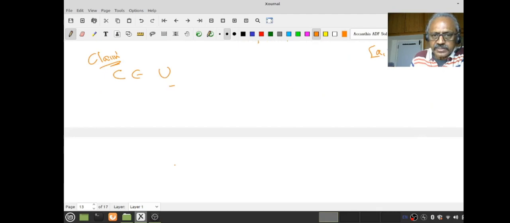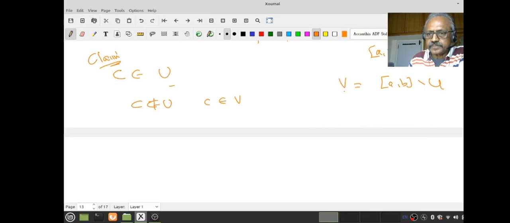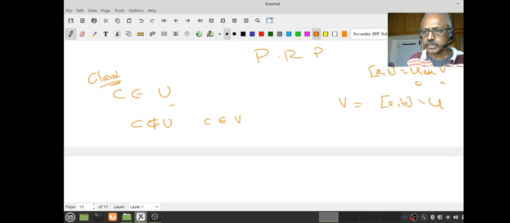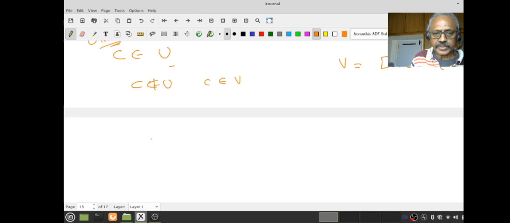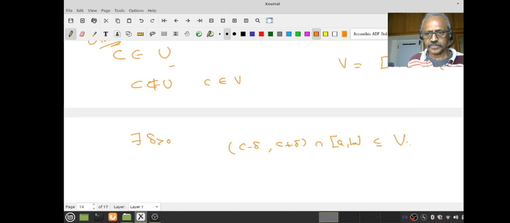Suppose C is not in U. That means C is in V, where V is, that's my V, right? And since U is closed, V is open, as we have seen earlier. Now C belongs to V, therefore again I know there exists a positive delta, as I argued earlier, so that C minus delta to C plus delta intersected with AB is contained in V. Do all of you accept that?